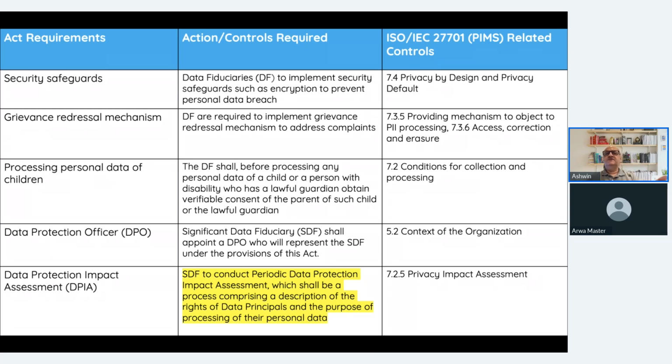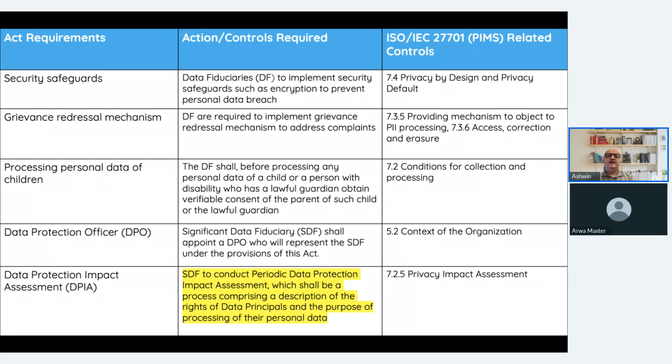Now coming to the grievance addressing system, we just discussed that 27701 talks about having a mechanism to object to PII processing and so on. When we're talking of personal data of children, 27701 also talks about conditions for collection and processing. The DPO also talks about the specific context of the organization, how the organization is going to address the privacy issues, for which the DPO should be the point of focus.